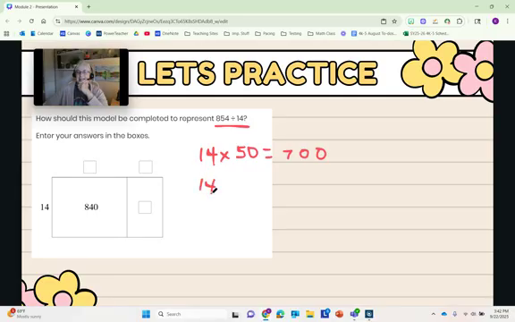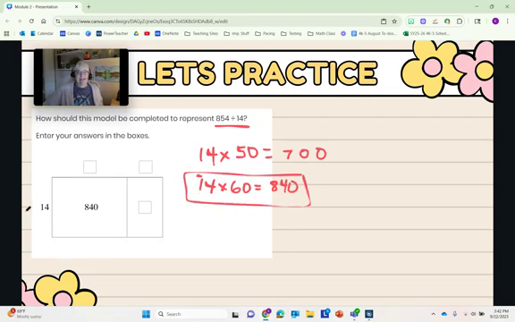14 times 60. 6 times 4 is 24. Write the 4, carry the 2. 6 times 1 is 6, plus 2 more is 8. Put that 0 on. We got it. Woohoo! Right here, 14 times 60. So this box is going to be 60.